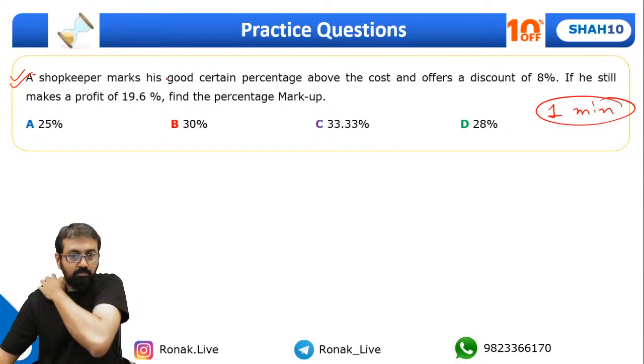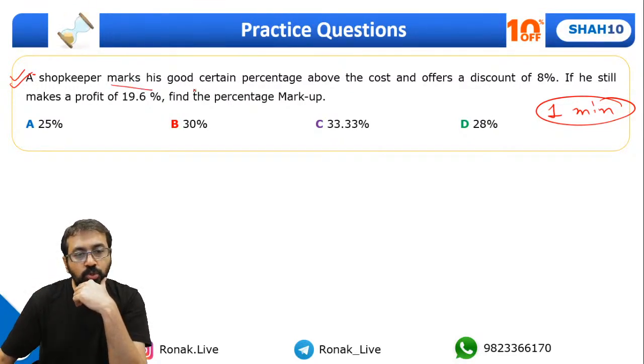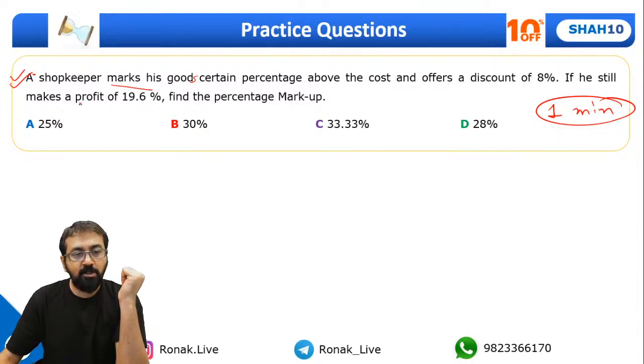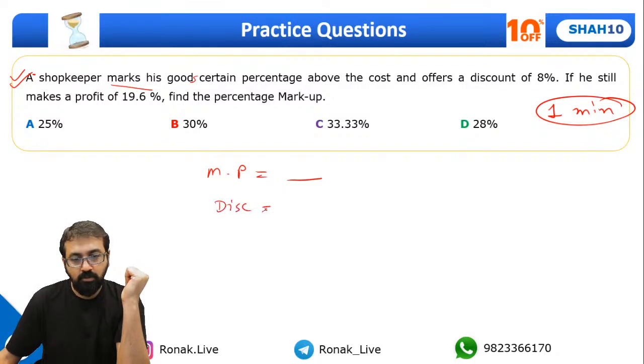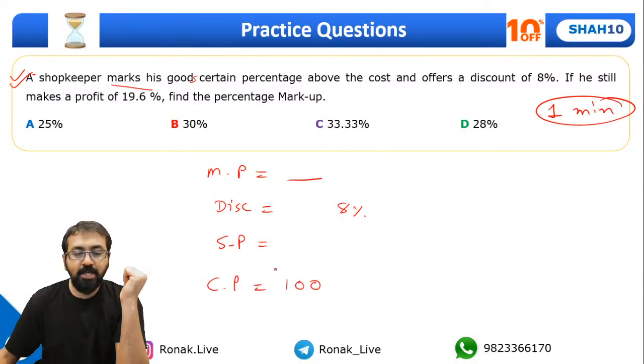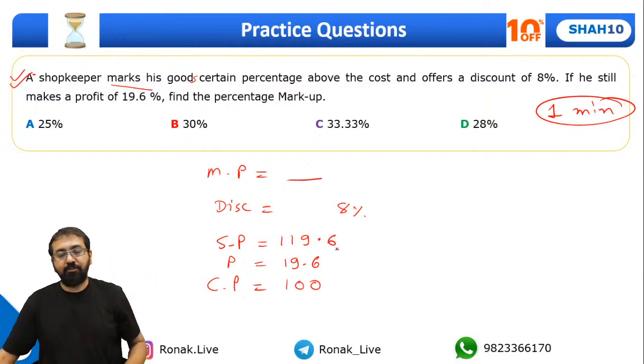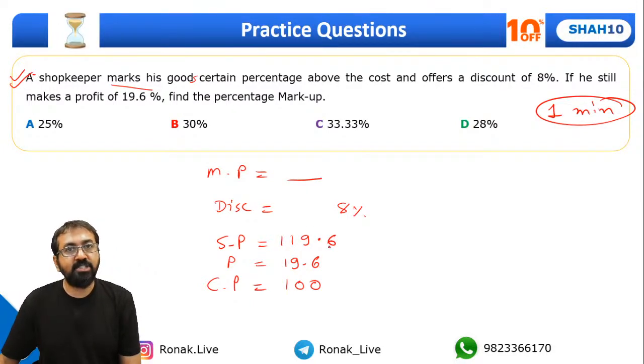A shopkeeper marks his goods certain percentage above the cost and offers a discount of 8%, if he still makes a profit of 19.6%. Mark price, I don't know. Discount 8%. Selling price, cost price. Can I say if we assume cost price as 100, profit is 19.6%, so selling price should be 119.6 rupees. Everyone, selling price should be 119.6 rupees, correct?